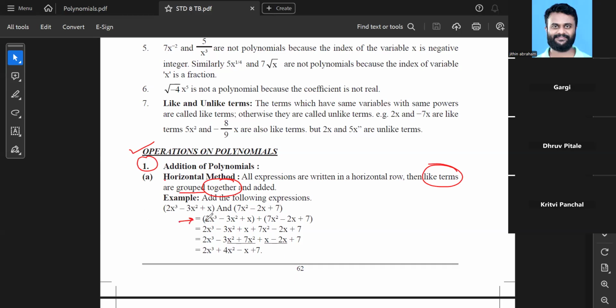So first, you write all of them in one row. The second step is what? Second step is basically group them. Whichever are like terms, bring the like terms together. Like in this case they have done, here you have 3x square, here you have 7x square. So they have written it together. 3x square was having minus, hence minus sign. 7x square was having a plus sign, hence plus sign over here. And the next group is what? x and minus 2x. So they have written x and minus 2x. And then there is no grouping for 7, as it is written. There is no grouping for 2x cube, as it is written.